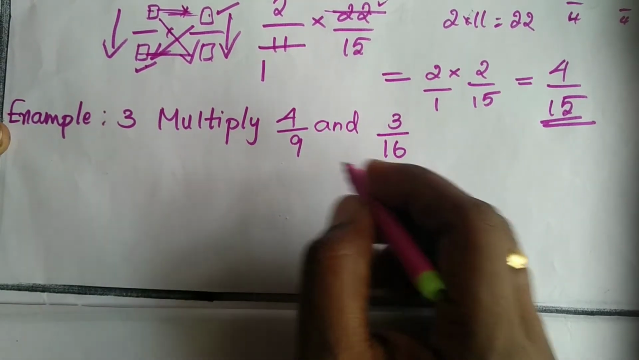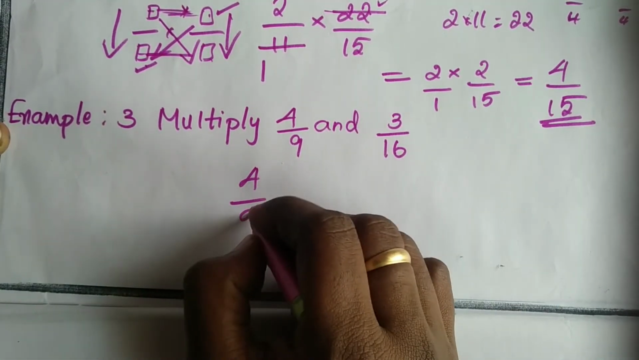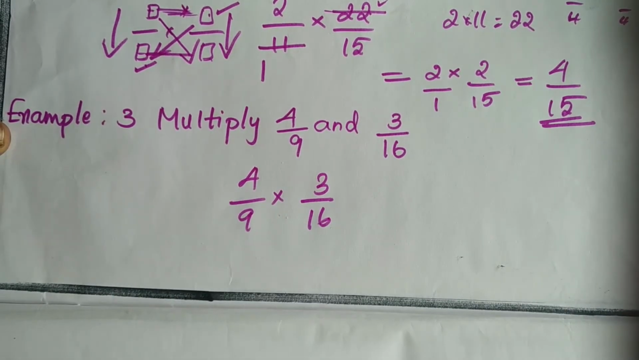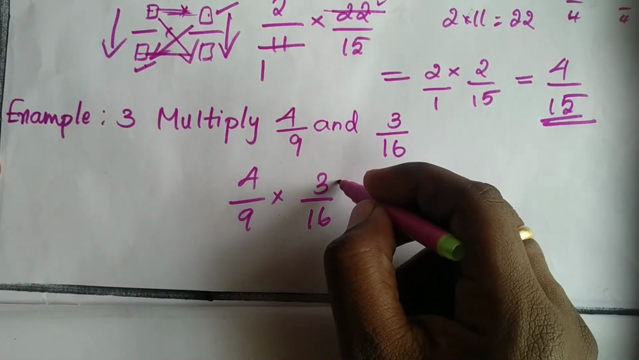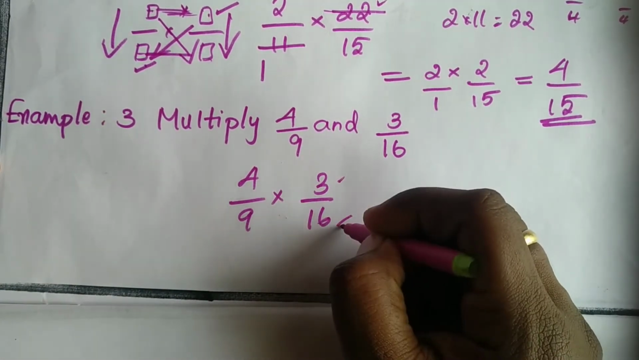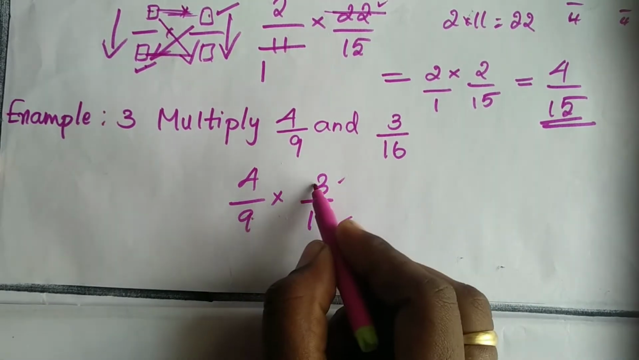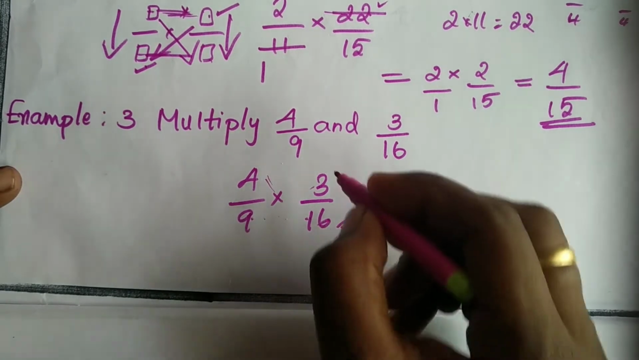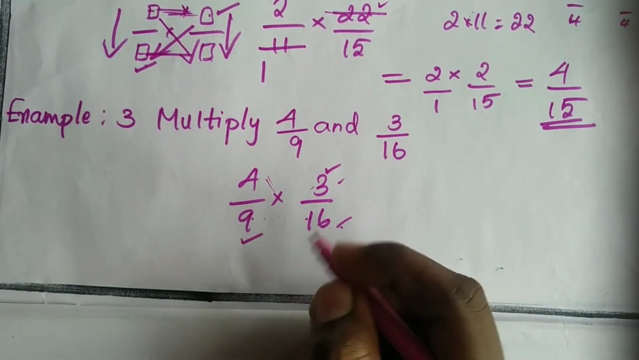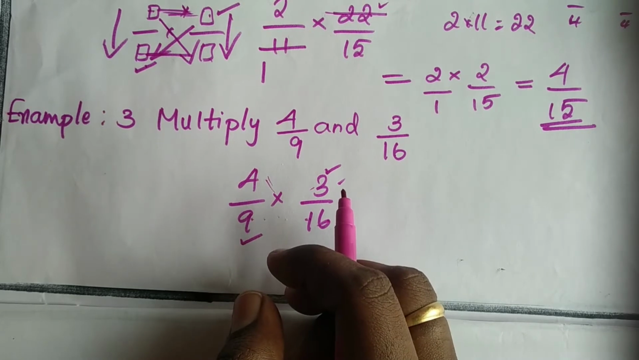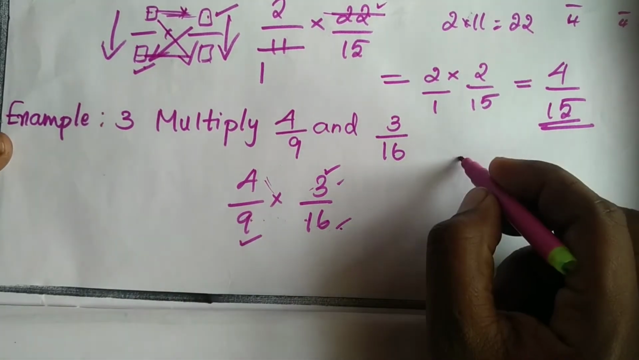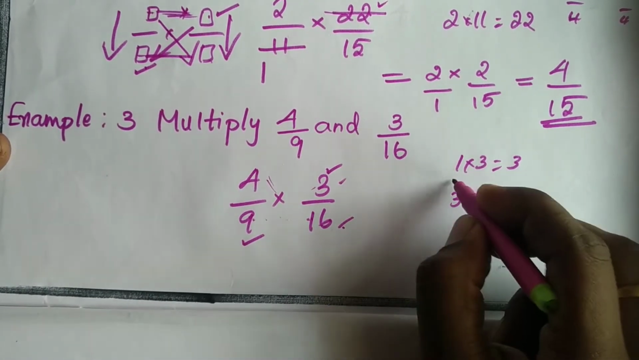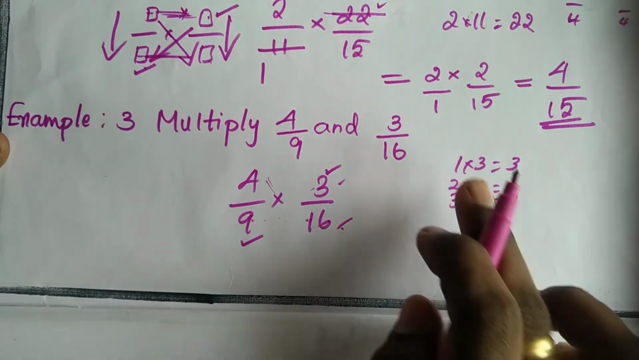4 by 9 and 3 by 16. So 4 by 9 into 3 by 16. First you want to see whether it is possible to cut by numerator and denominator. Is it possible? No. Next, check cross cancellation. So let's check 3 and 9. Is there any common factor between 3 and 9? Yes, 1 3 is 3, 3 3s are 9.